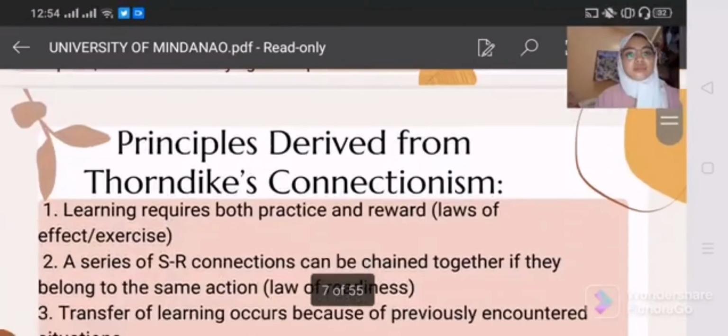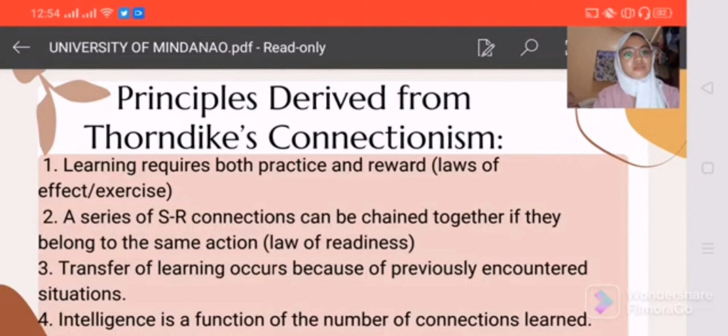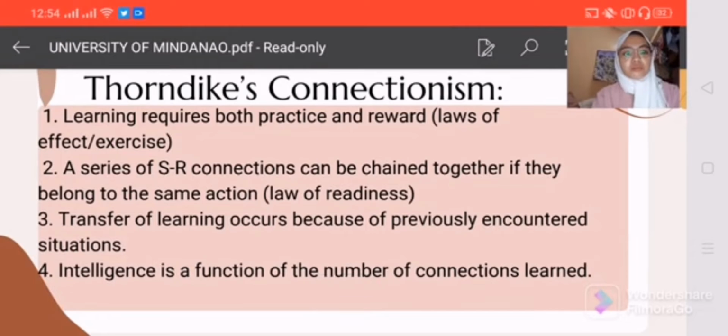Then okay, so next are the principles derived from Thorndike's Connectionism, and there are 4 principles. First is learning requires both practice and reward. So the laws of effect and exercise. So ang learning kailangan ng practice and reward.